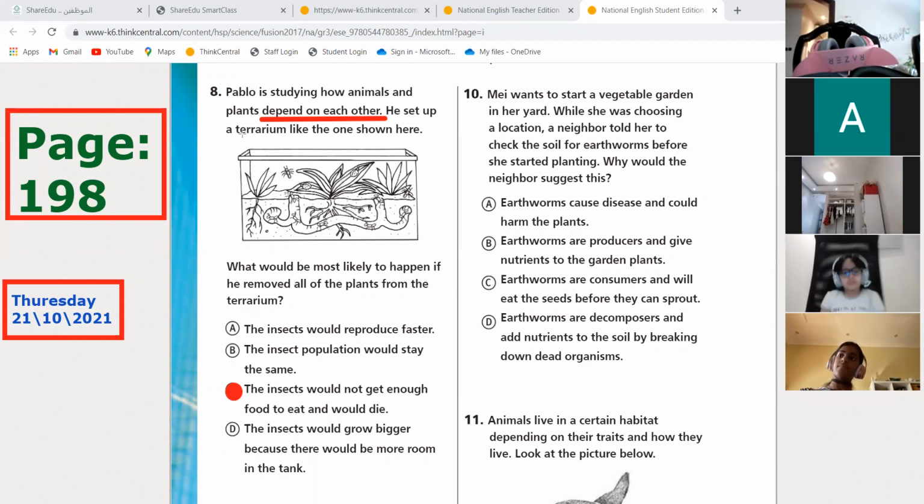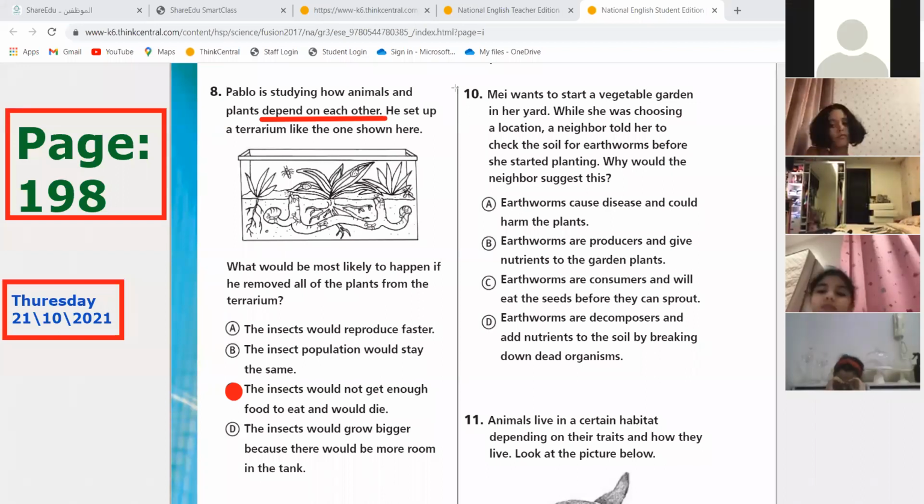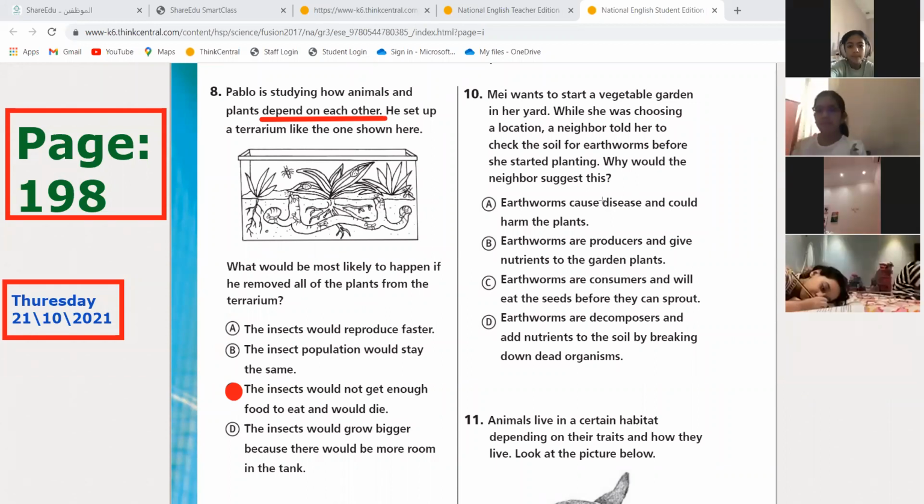Very good, very good. Okay, Habibi, we will do number 10 and then we will move down to number 9. Okay? Now, let's see. Malik, can you do number 10 with me, Malik? Okay.